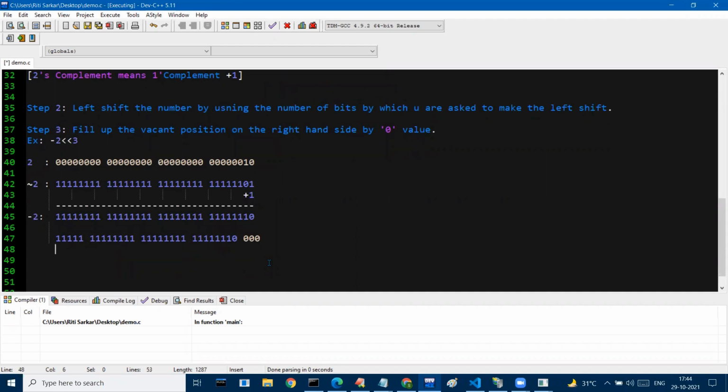Next, what are we going to do? Before doing anything, make sure you arrange it in 8-bit form. 3, 4, 5, 6, 7, 8. Next, from here, 1, 2, 3, 4, 5, 6, 7, 8. From here, 1, 2, 3, 4, 5, 6, 7, 8. From here, 1, 2, 3, 4, 5, 6, 7, 8.